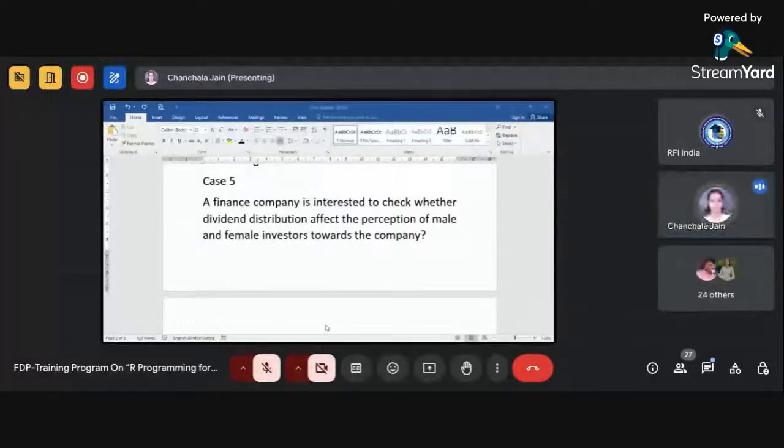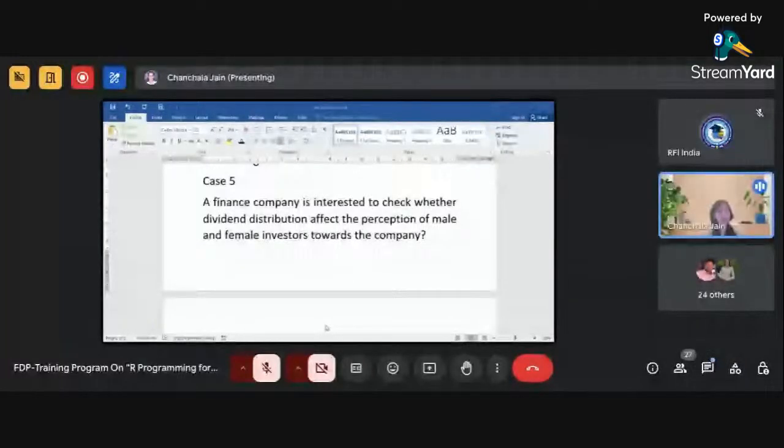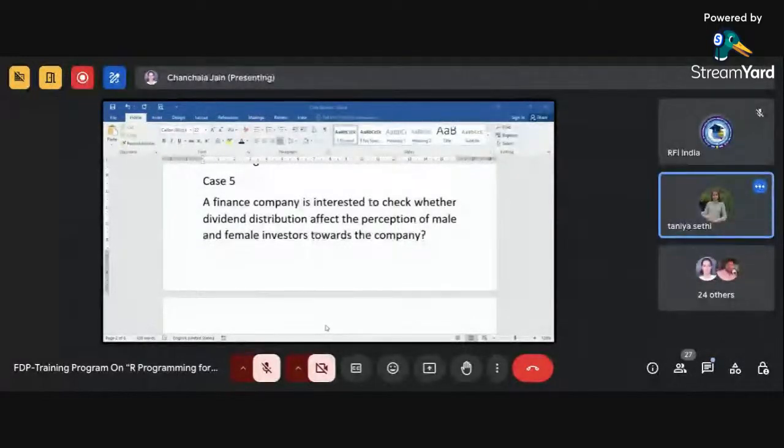Okay. Tanya ma'am, for your answer, any justification or any clarification you want to share with us? Ma'am, because here there are two categorical variables, male and female, and the dependent variable could be dividend distribution. That's what I thought. Maybe we could apply t-test. Okay. Any other opinion, suggestion?